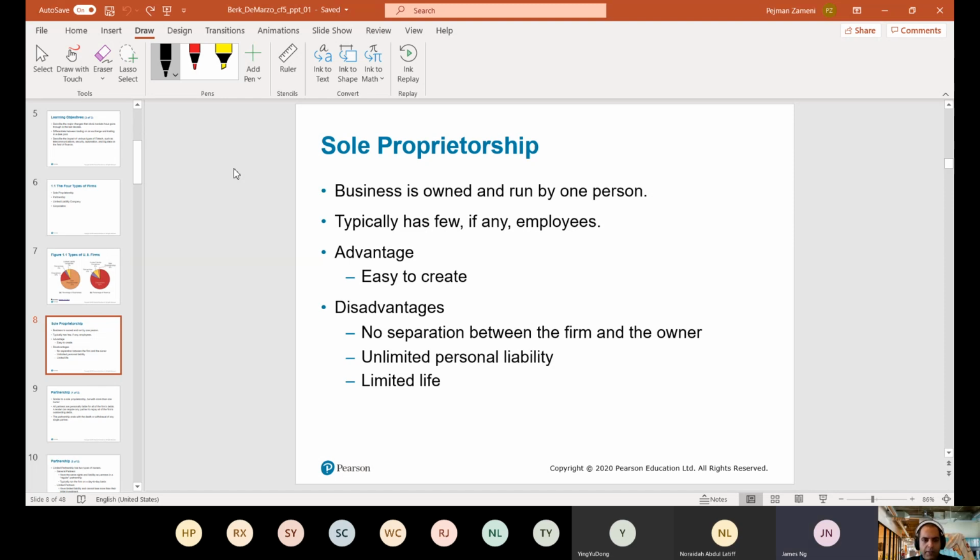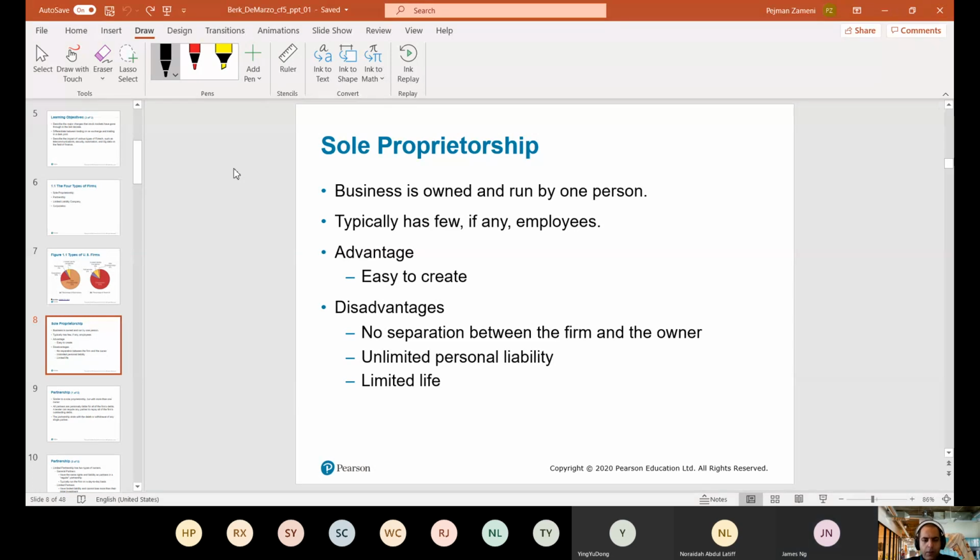Let's see the characteristics of the sole proprietorship. The business is owned and run by just one person. It's a one-man shop and typically has few, if any, employees. The advantage is that it is easy to create. Even in Malaysia, I guess, establishing this type is quite easy and not really costly as well.